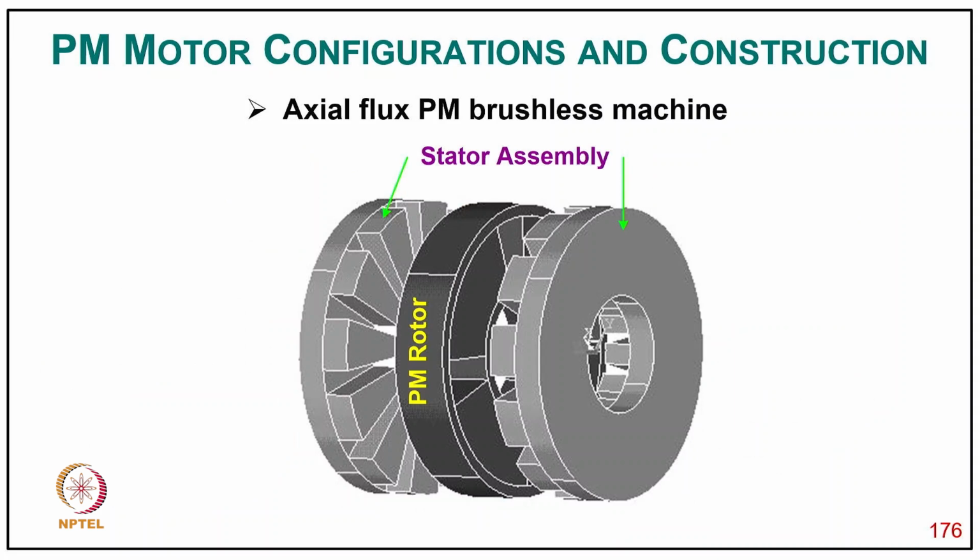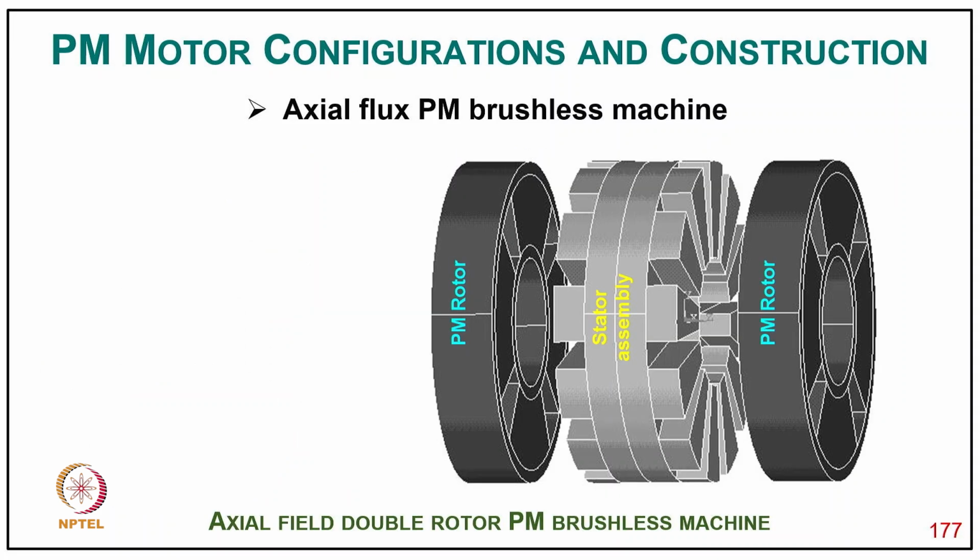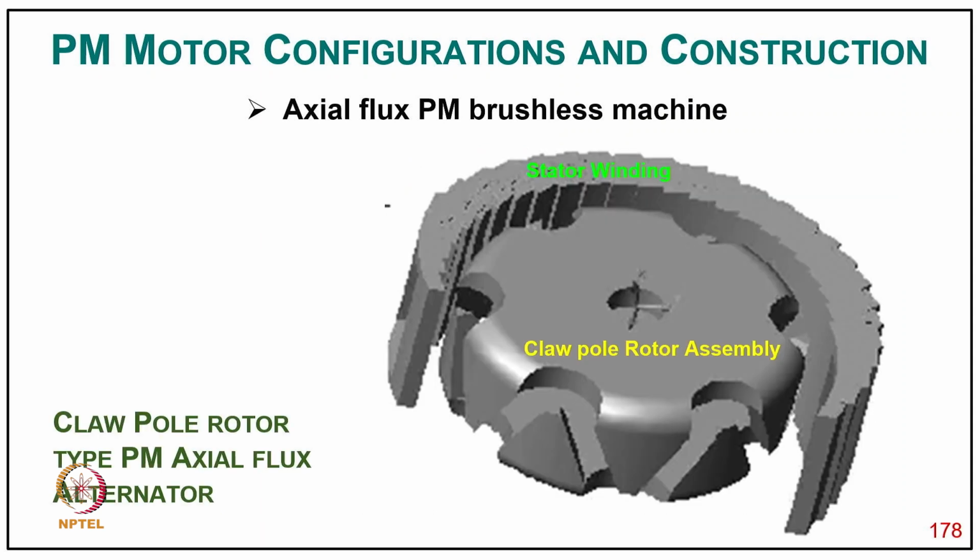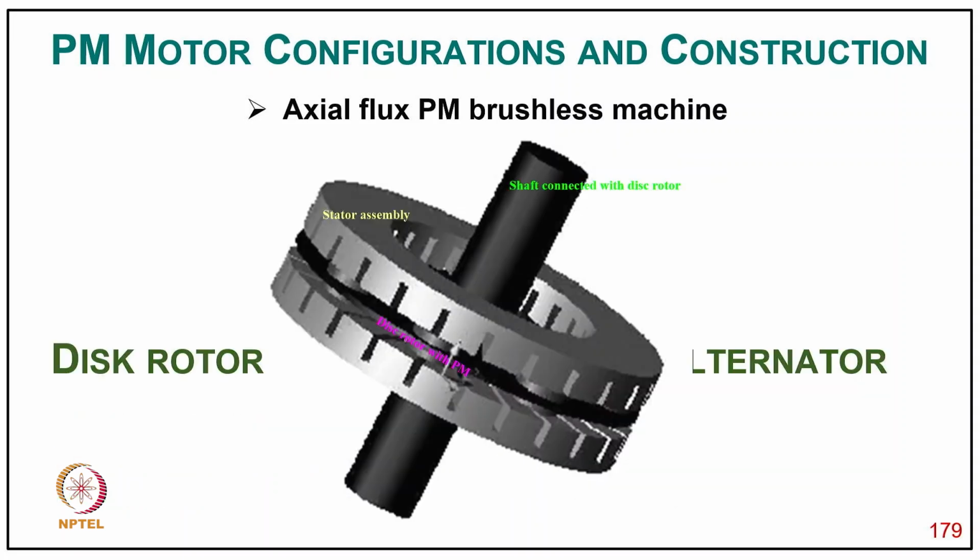Then the axial field motor with the rotor in between two sides, or you have a stator assembly in between and rotor on both sides. And then the claw type, which is very popular, especially for the generator used in your automobile for charging the battery. It's a brushless construction, very high power density, very small space requirement, because space is a major problem typically, as well as the weight is also important.